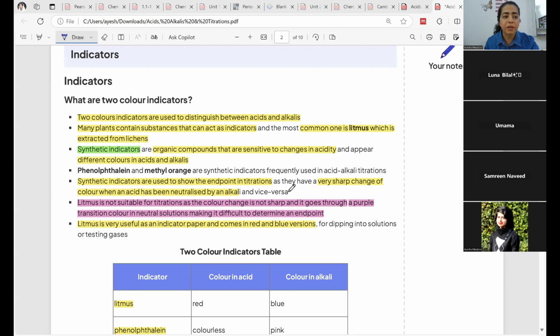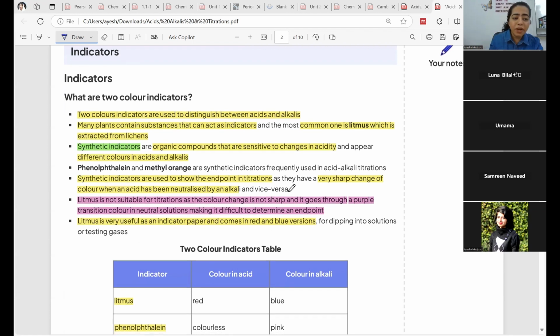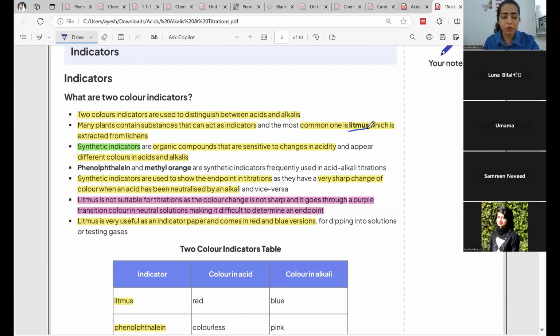So let's see a little more detail about indicators. Every indicator basically gives you two colors: one color in acid and one color in alkali. One of the common indicators that you have already studied is litmus. We can use litmus in the form of a solution, or in the form of paper, which we call litmus paper or pH paper. Both are known as litmus.